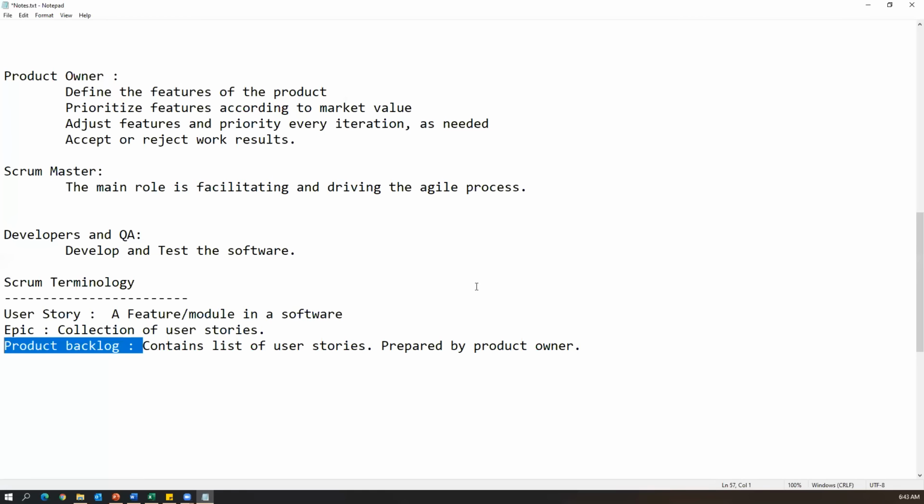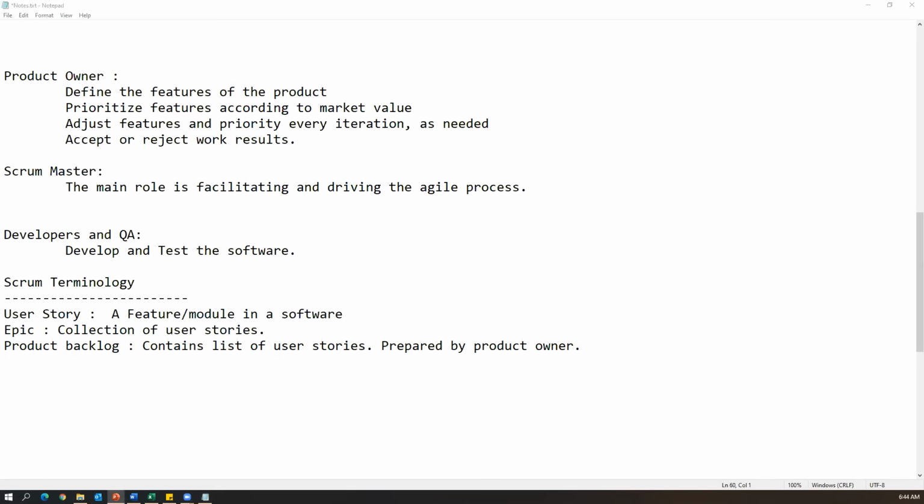This will be prepared by the product owner at the beginning stage of the agile process. Whenever you start developing and testing the project, at the first step the product owner will prepare the product backlog by taking all the requirements from the customer and converting them into stories and epics, and put them as a list, as an Excel document or somewhere, and we call it a product backlog. So the product backlog contains a list of user stories prepared by the product owner.